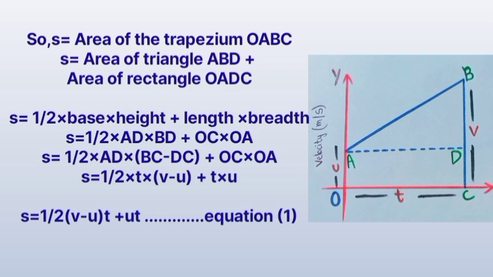Now this BD is given by BC minus DC, plus OC into OA. So s equals half into t. AD is time, because you can see that AD is parallel to OC. So if OC is time, then AD is also time. So s equals half into t into (BC is v and DC is u), plus t into u. s equals half into (v minus u) into t plus ut. This is the first equation.